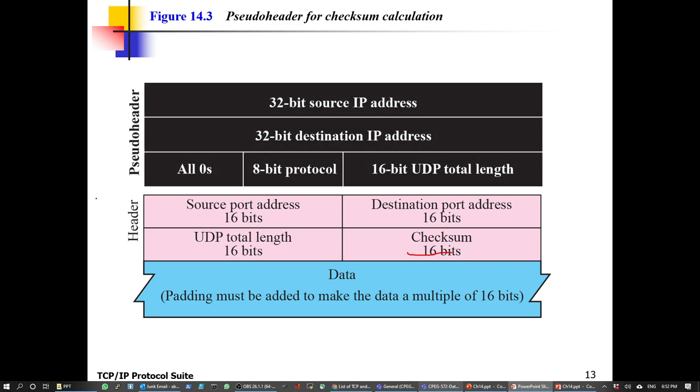In here you have the pseudo header: the 32-bit source IP address. The pseudo header means it's not yet the real header. It's almost there. Then the 32-bit destination IP address. Then you have all zeros, the 8-bit protocol, and the 16-bit UDP total length, the total length of the UDP.